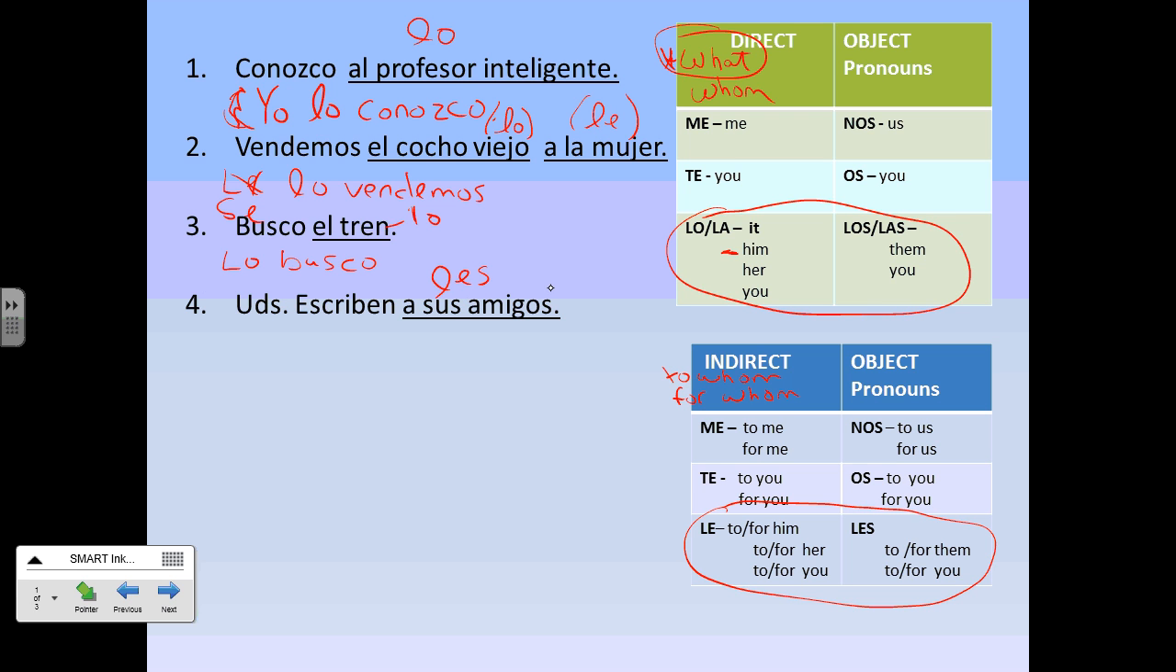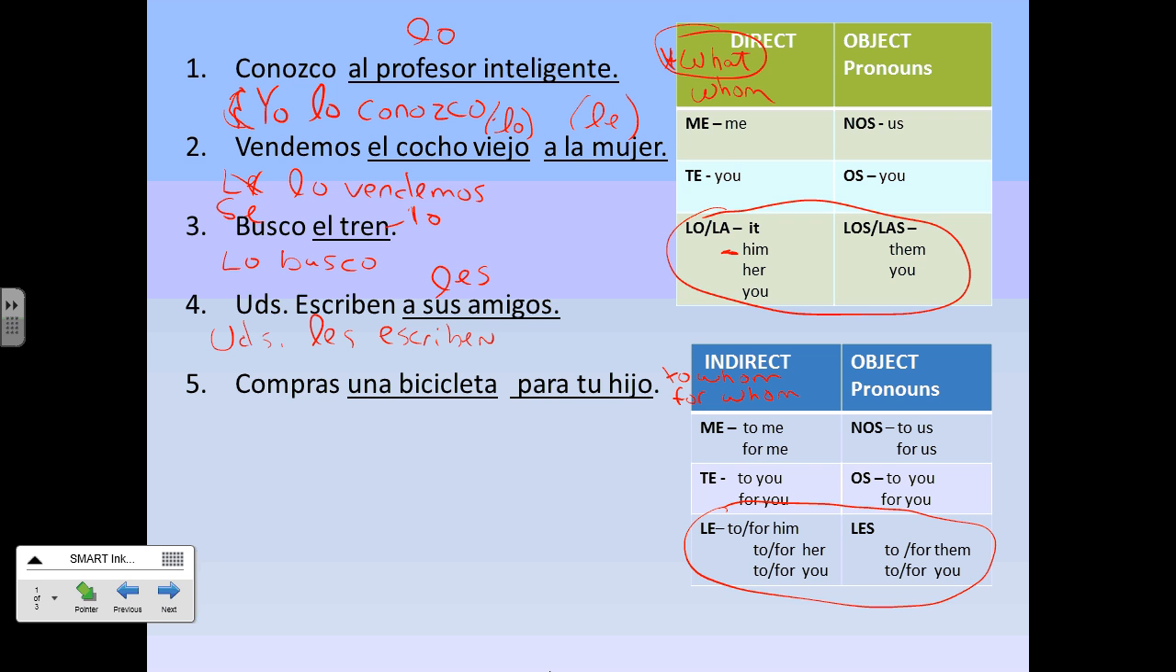It's not "you write them," which would be the direct. So you would rewrite it. Ustedes les escriben. Number 5, pause it, do it, and then come and check it.